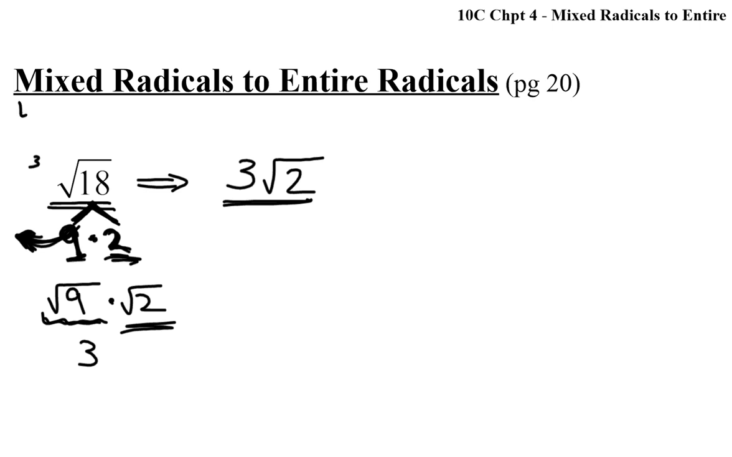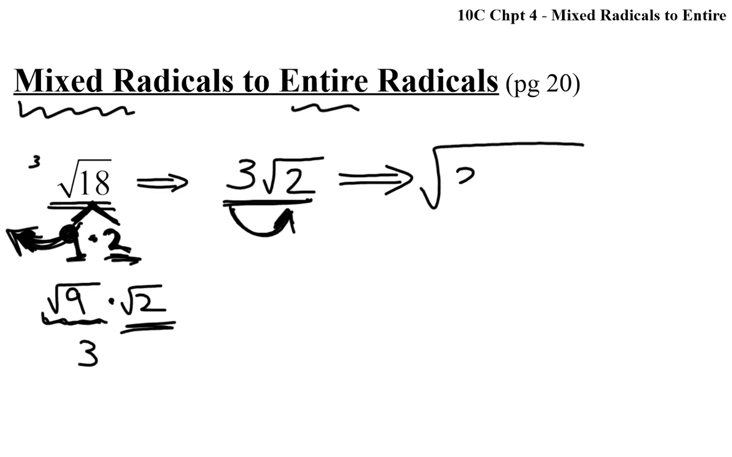Well, today we're going from mixed into entire. So today we want to take a mixed radical and go to an entire radical. So this 3 we don't want out front. We want it to go underneath now. If we square rooted to take it out, how would I put it back? Well, the exact opposite. In order to put it back, I would need to square it. We square rooted the 9 to take it out.